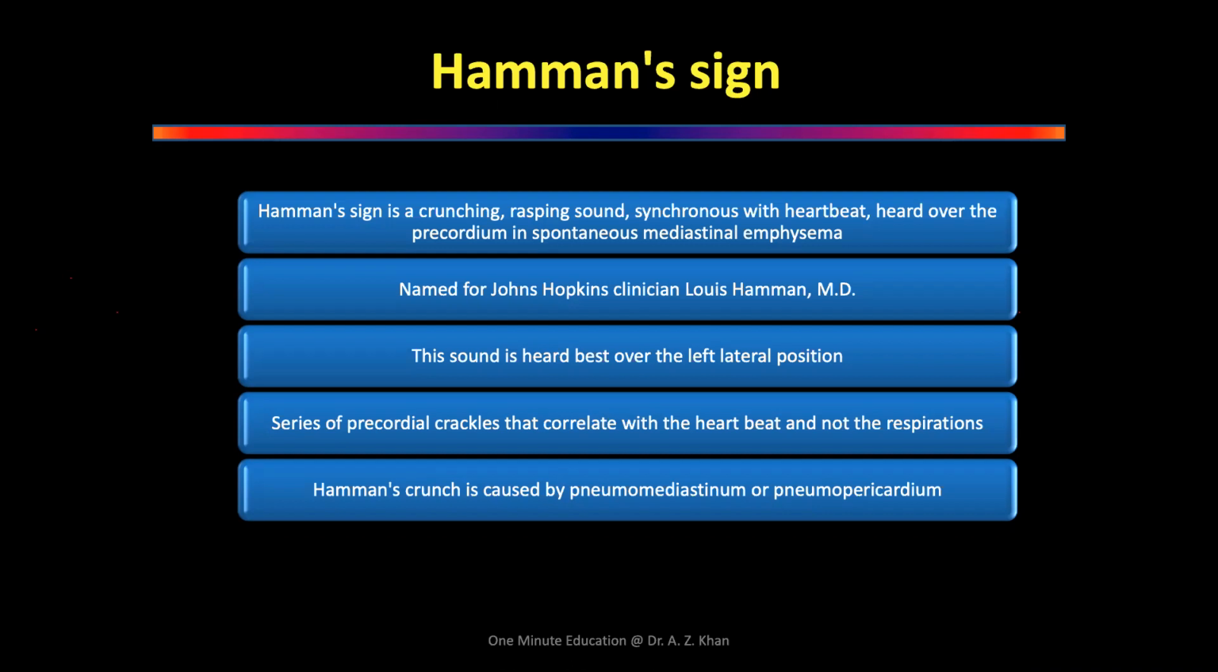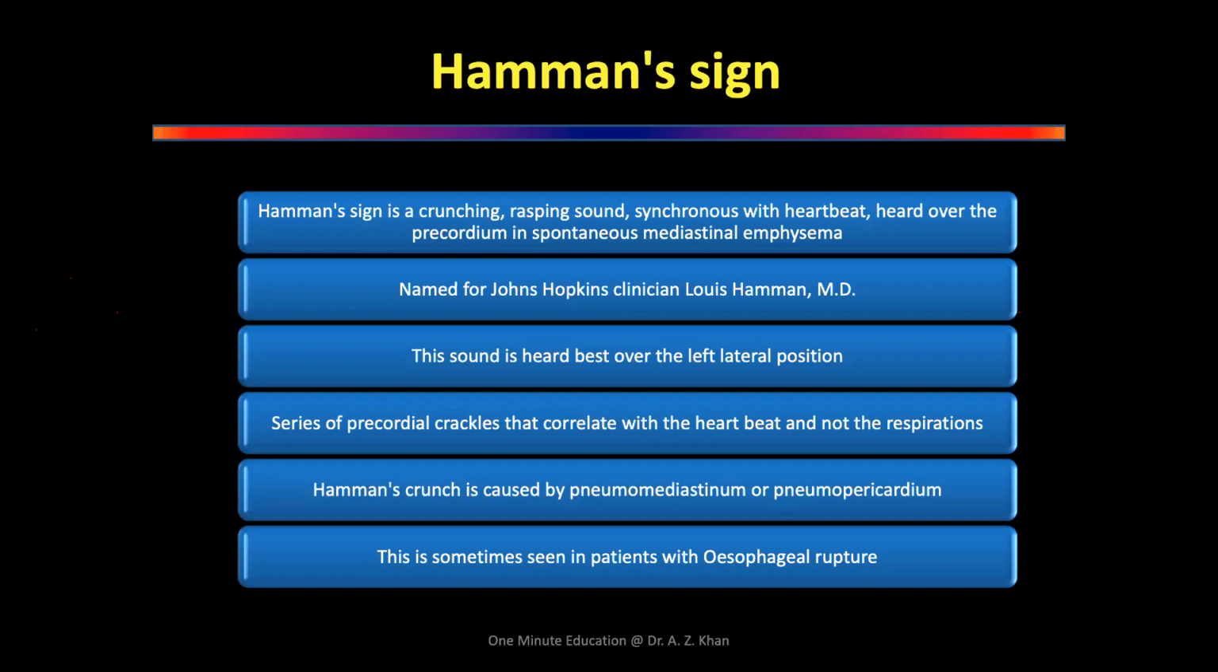Okay, pneumomediastinum or pneumopericardium, and the commonest disease in which you can get something like a pneumomediastinum is esophageal rupture. So next time you see a patient with esophageal rupture, you must put your stethoscope to the precordium and listen for the crackling. The crackling sign in association with the heartbeat gives you an indication that you're dealing with pneumomediastinum or pneumopericardium. Okay? Everybody happy with that? Yes, sir. Something new you learned today.